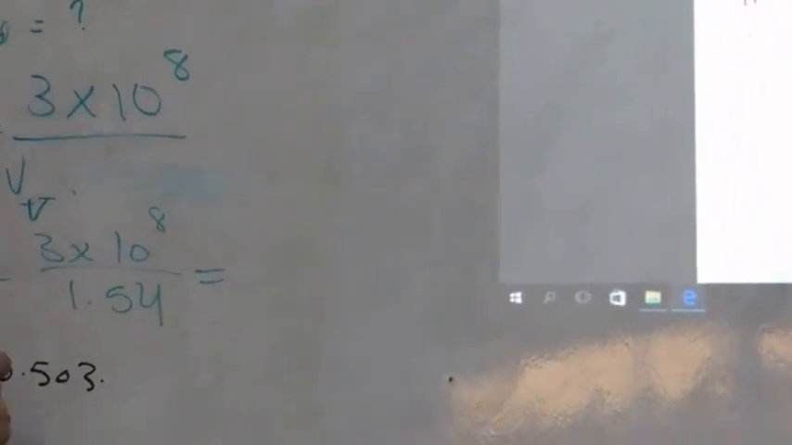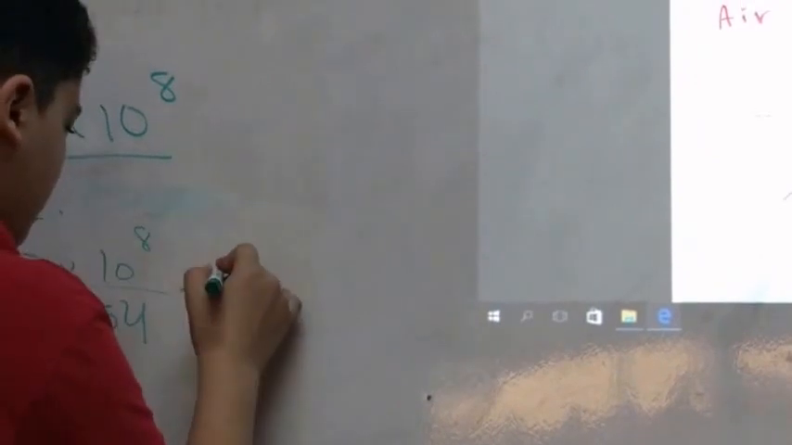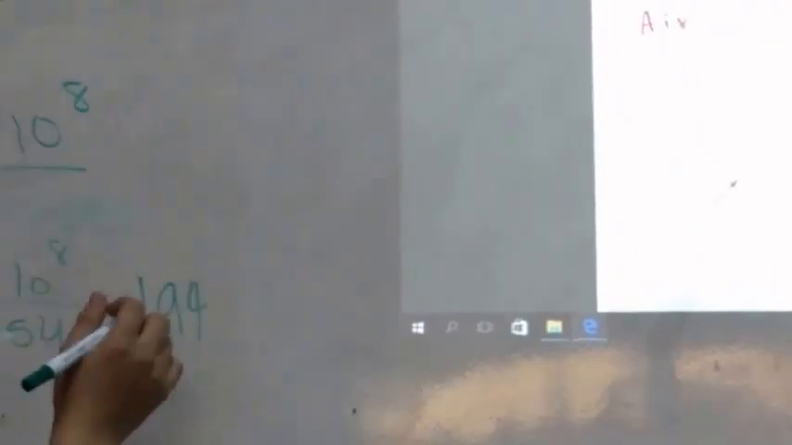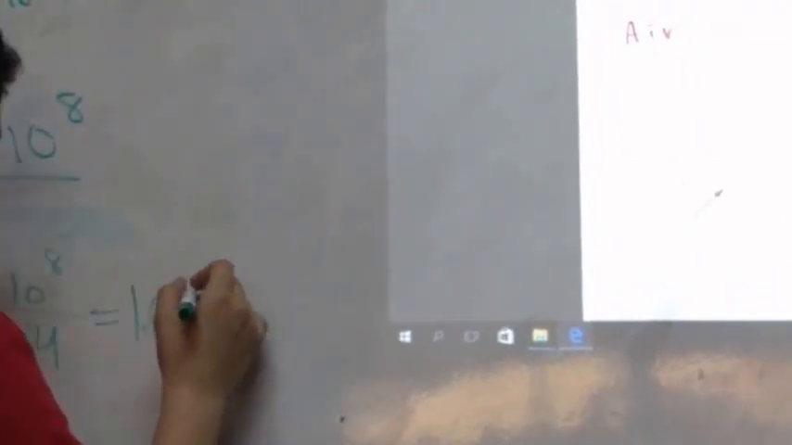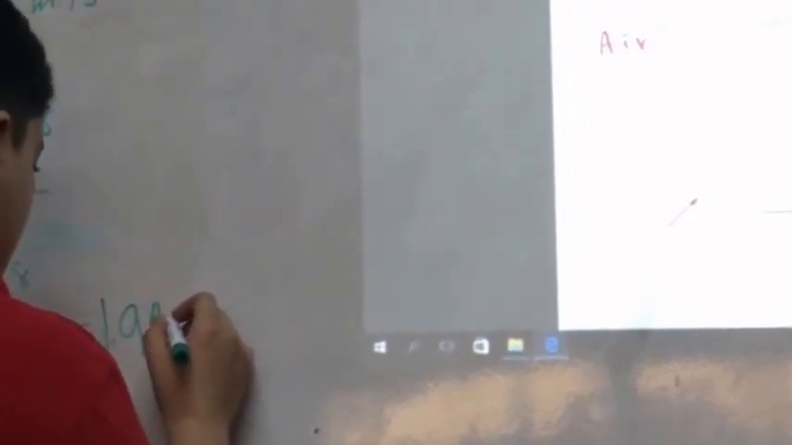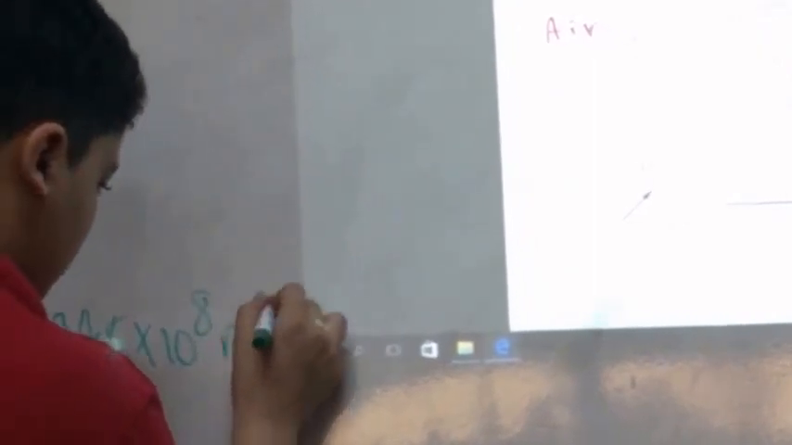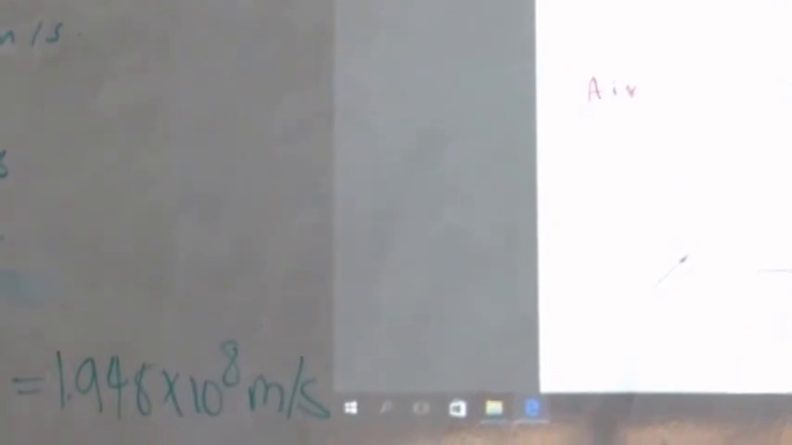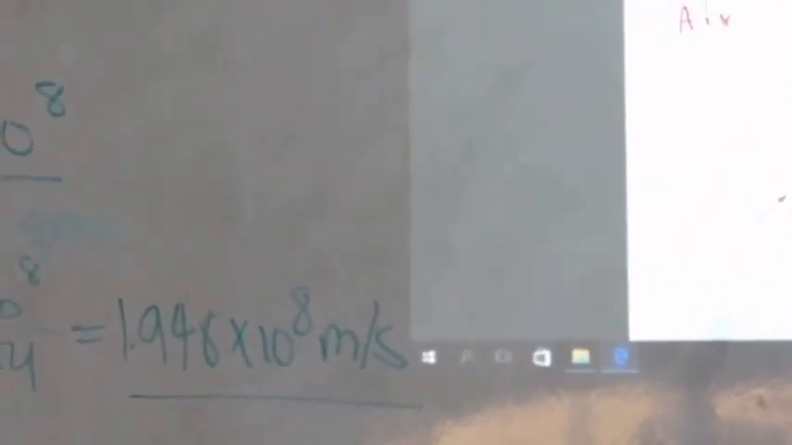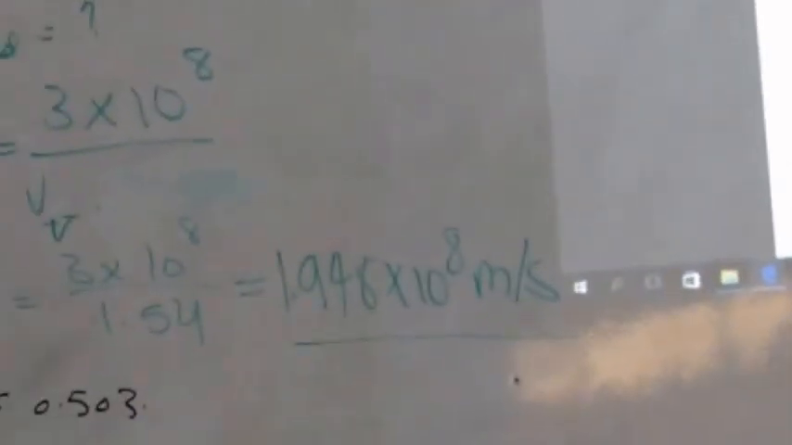Now it will be 1.948. Write it to 3 significant figures: 1.948 times 10 power 8 meters per second. Very good. If you didn't understand this, some get it? Now we get the second thing, the speed of violet light in the medium.